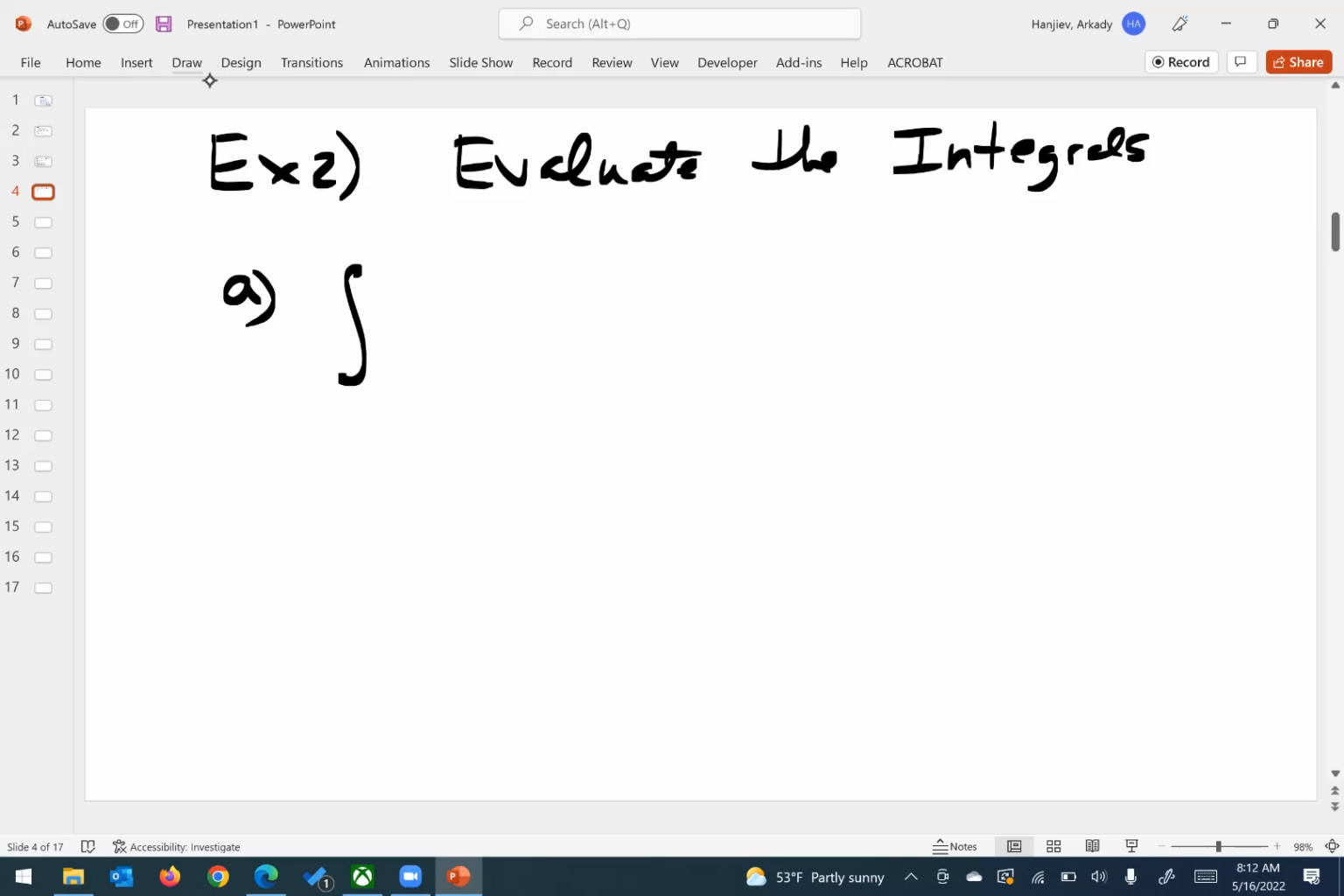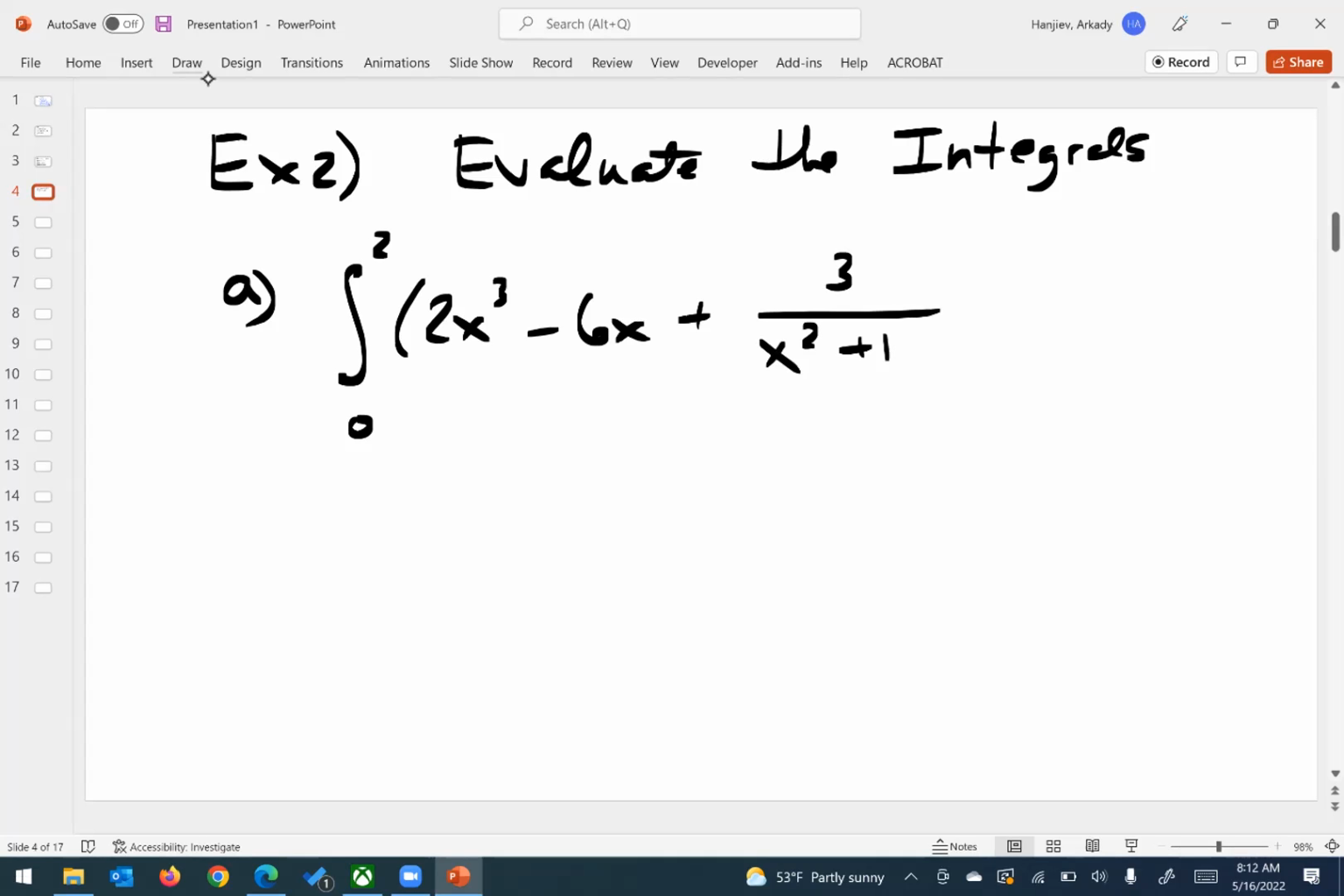I need the antiderivative from 0 to 2 of 2x cubed minus 6x, and then of course I'm going to throw in a fun one for you. All right, we're going to start off slow a little bit, and by the time you guys are finished with the day, you guys will be jamming so fast. This stuff will be so easy.